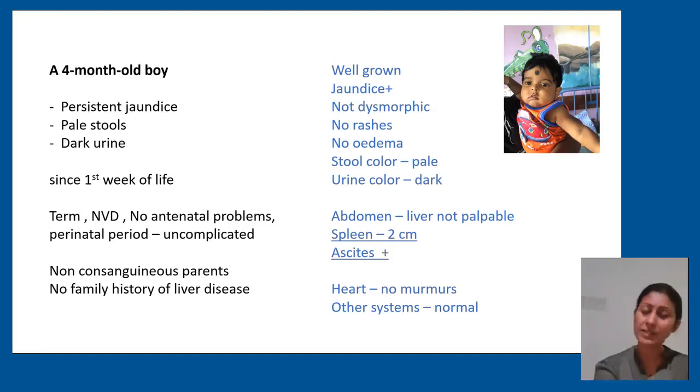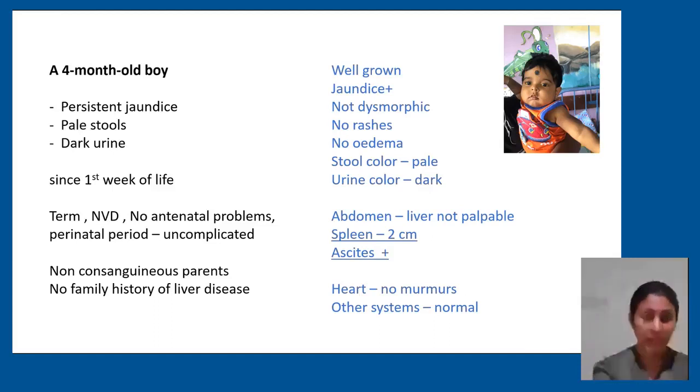What could be the cause in this 4-month-old baby? That is different to the boy we discussed earlier. So at this age, the commonest thing we would consider is biliary atresia. This was actually a late presentation of biliary atresia. At the same time, it could be Alagille syndrome, congenital infection, or other metabolic disorders.